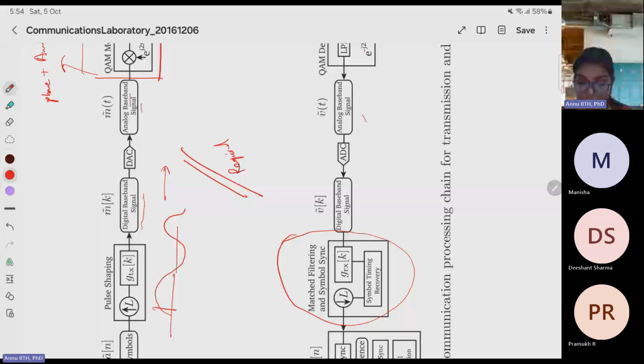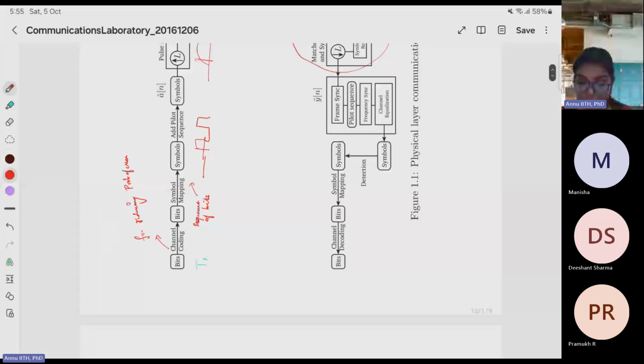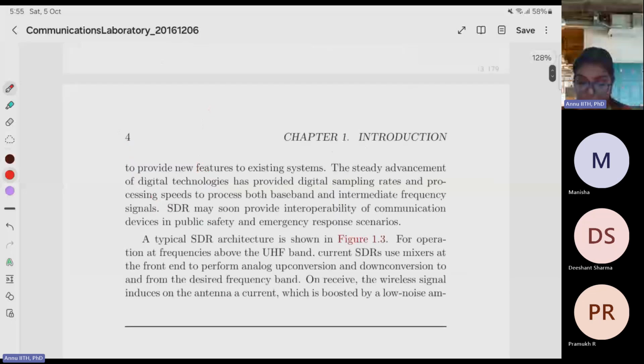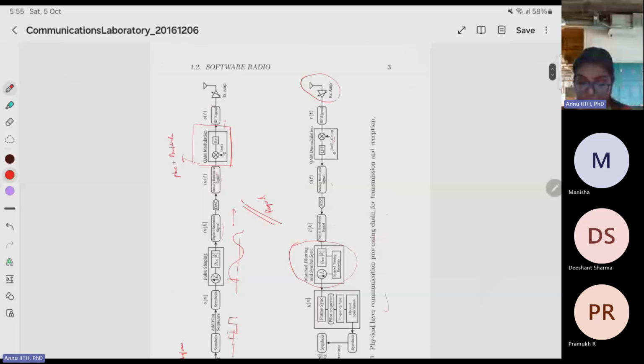And as we know, the radio is nothing but a device that receives the signal at a particular frequency or wavelength that is specified in the radio frequency. Now, this is all about the physical layer communication processing chain for transmission and reception that happens in digital communication. And week 11 was all about that only.